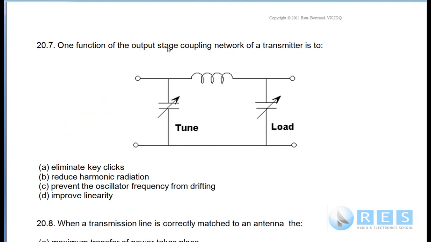20.7. One function of the output stage coupling network of a transmitter, and I've shown that there. That could just as easily be the schematic diagram of an antenna tuning unit as well, but you have a stage similar to this in the output of a transmitter, and its function, we talked about it being a filter, and it's a low pass filter. Not only can it match impedance for us, but it can reduce harmonics and other spurious emissions above the transmitter frequency, because a low pass filter passes low frequencies and stops high ones, and our harmonics are on multiples of our transmit frequency. So if we're transmitting on 14 megahertz, our second harmonic would be on 28 megahertz, and the ATU or output coupling network in the transmitter would attenuate that harmonic substantially.